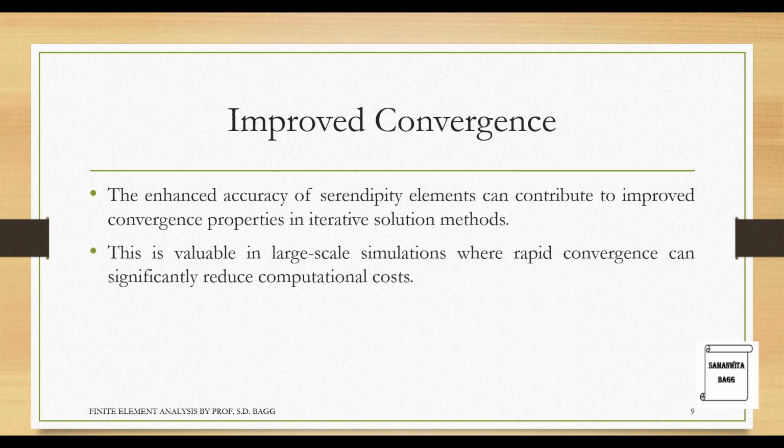Next, we'll talk about improved convergence. We have already discussed what is convergence in FEA. You can just recall the concept before reading this. The enhanced accuracy of serendipity elements can contribute to improved convergence properties in iterative solution methods. This is valuable in large-scale simulations where rapid convergence can significantly reduce computational costs.